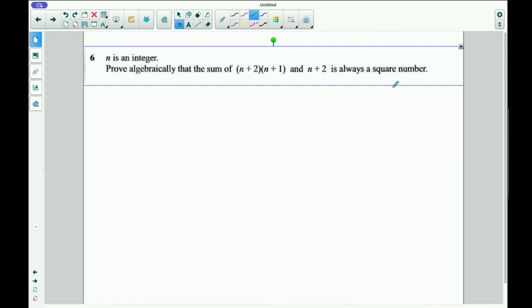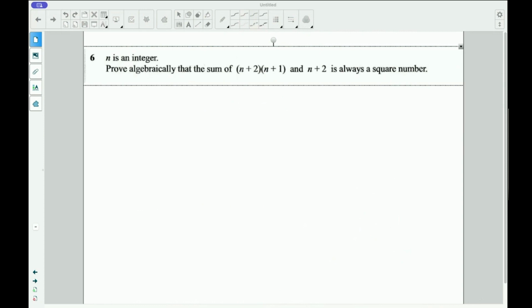So what is our first step going to be? What do we need to do first? Yeah, we can expand our brackets. Perfect. So we're going to expand those brackets.